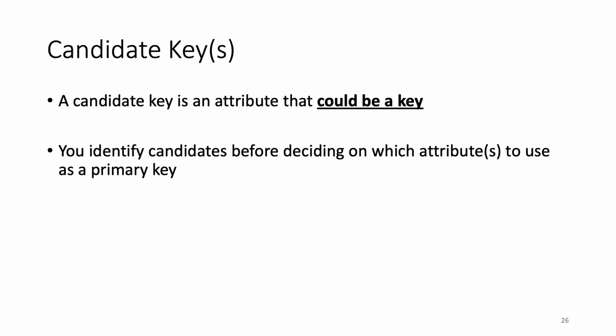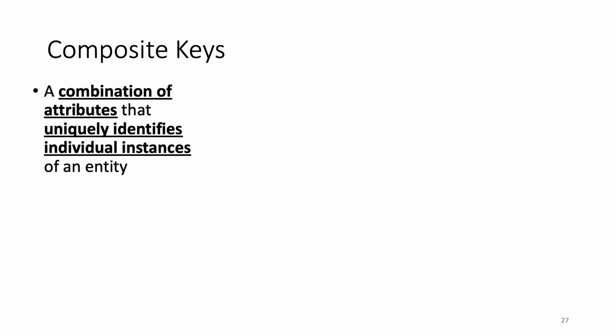What we do when we start looking at data is we often don't have a clear-cut identification. The first thing we would do, once we gather all the data of the system we're hoping to make, is identify what are called candidate keys. We'd go through and say, okay, what are the possible unique identifiers or possible keys that could be used on their own or in combination? So we identify the candidate keys before deciding on the attributes to use. If we can't find one simple key, as I mentioned, we use a composite key. A composite key is a combination of attributes that uniquely identifies individual instances of an entity.